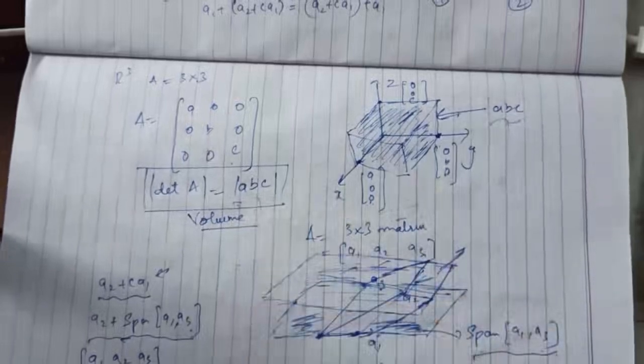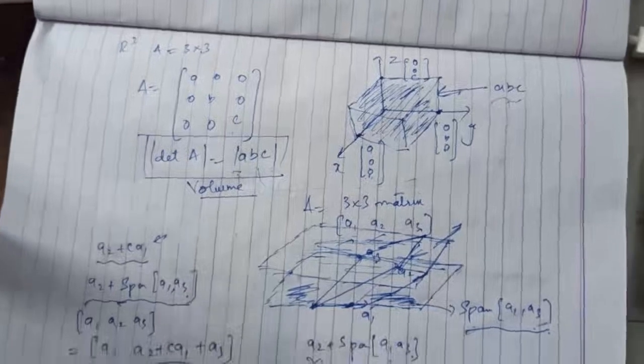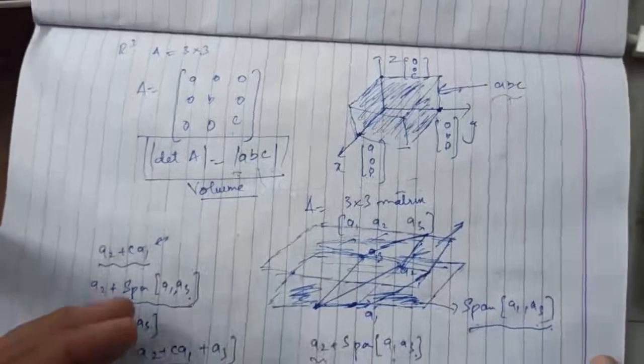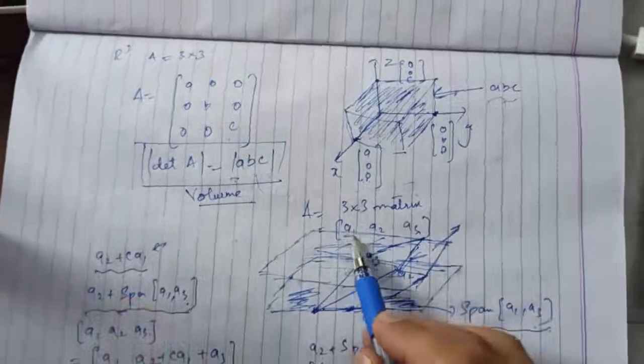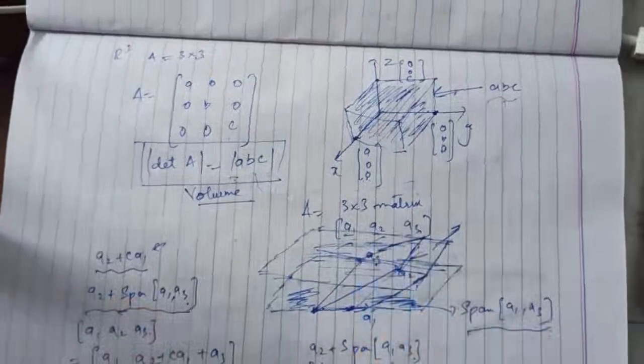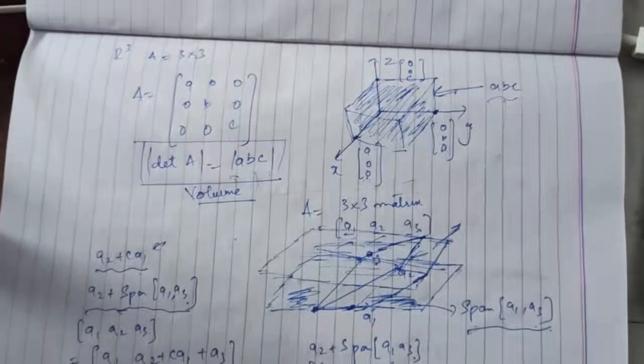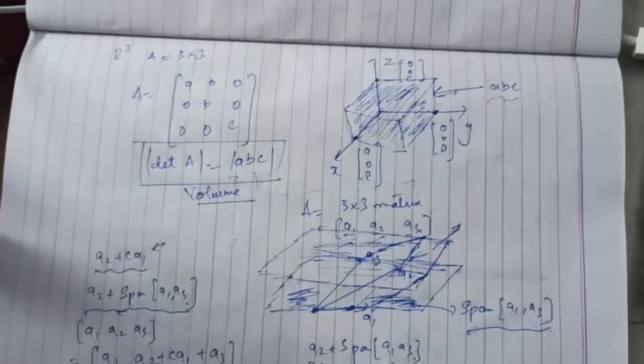Okay. Now for any arbitrary 3 by 3 matrix which has A1, A2 and A3 as its vectors, we can now show that if you add a multiple of one column to another column, this will not change the determinant as well.